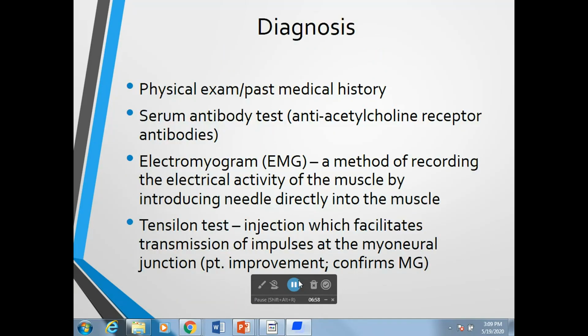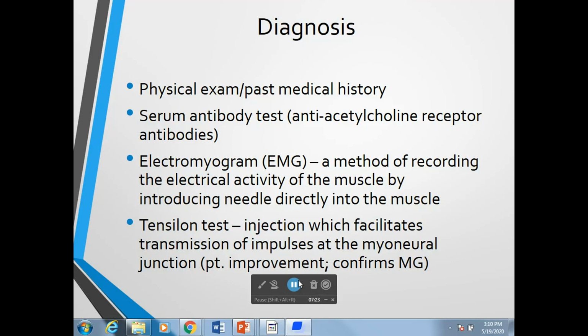So how do they diagnose somebody who has myasthenia gravis? Well, they will always start with a physical exam and they will do a past medical history. They can do a serum antibody test to see if there are any anti-acetylcholine receptor antibodies. They may do an electromyogram, a method where they record electrical activity of the muscles. They do this by introducing a needle into the muscle.